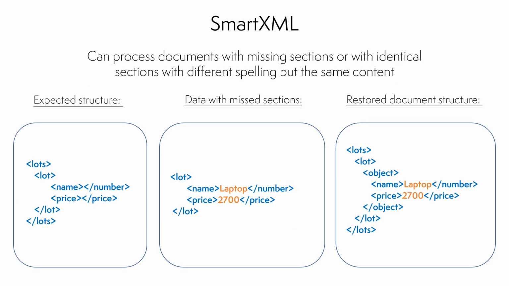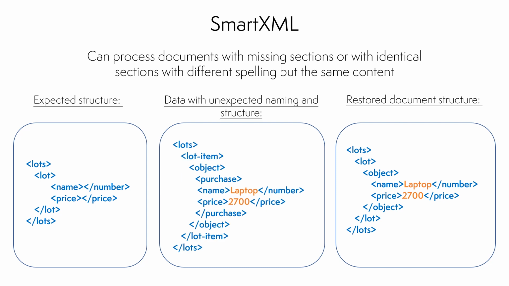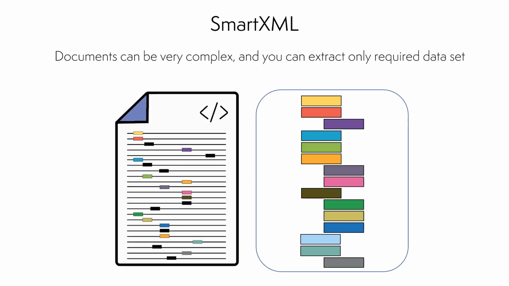In SmartXML, you can describe some ideal document structure, and it doesn't matter if some section of the document is missing for processing, or sections have a slightly different name or nesting level than expected. SmartXML allows you to build the document to the desired structure. A document can be extremely complex, but you have the flexibility to customize exactly what data should be extracted from it.